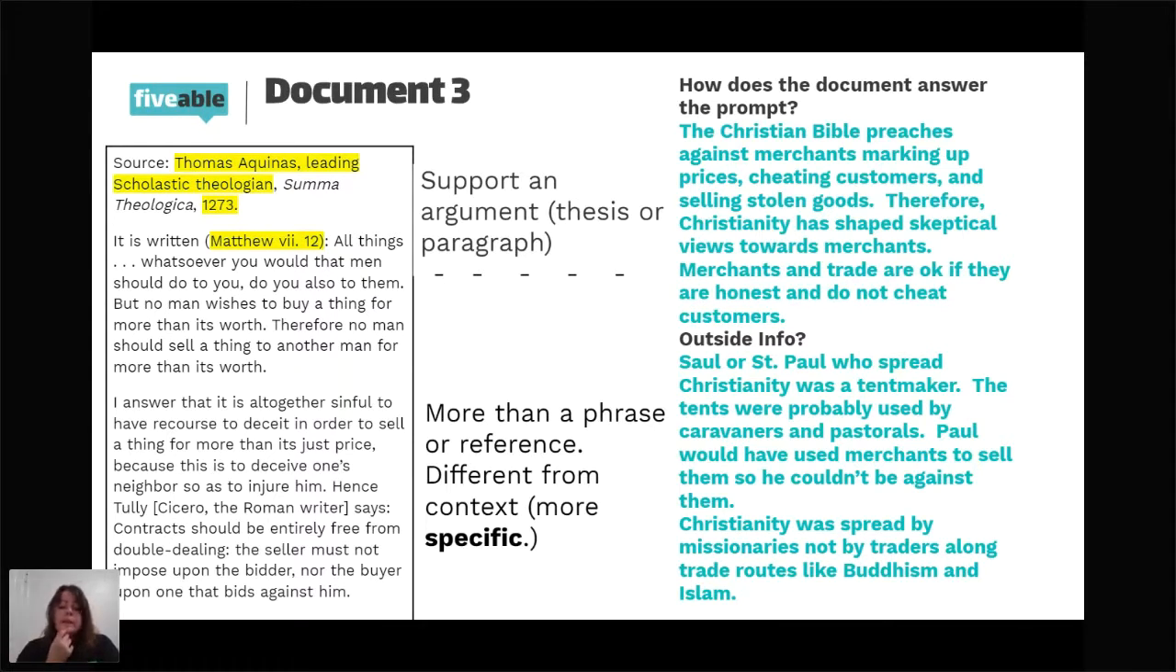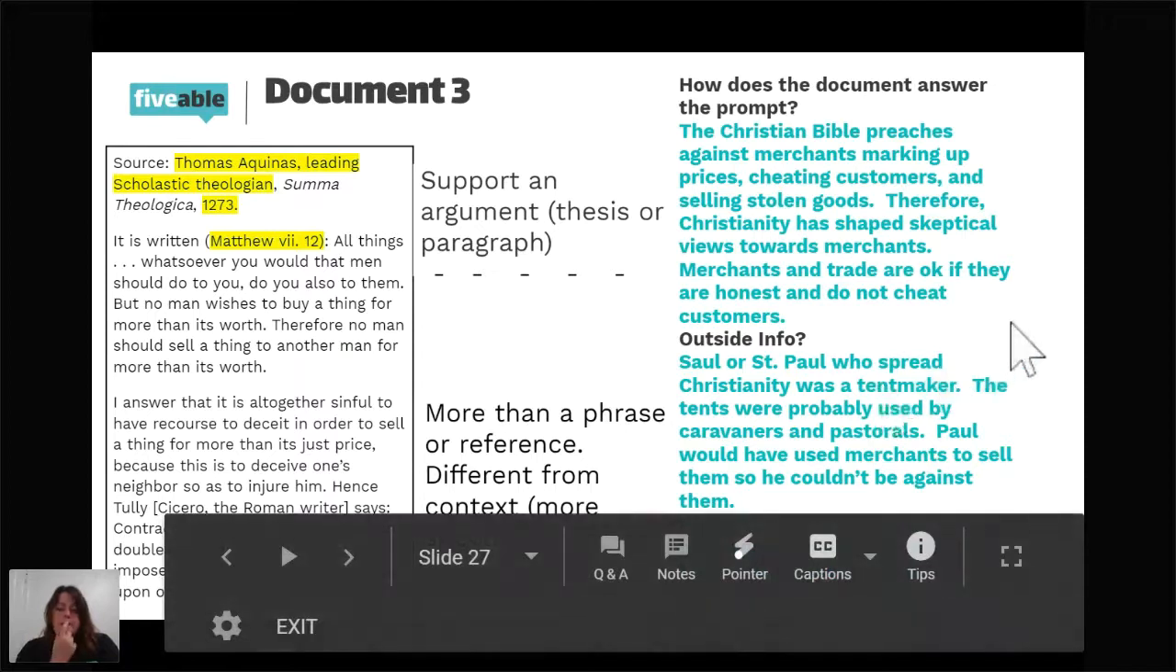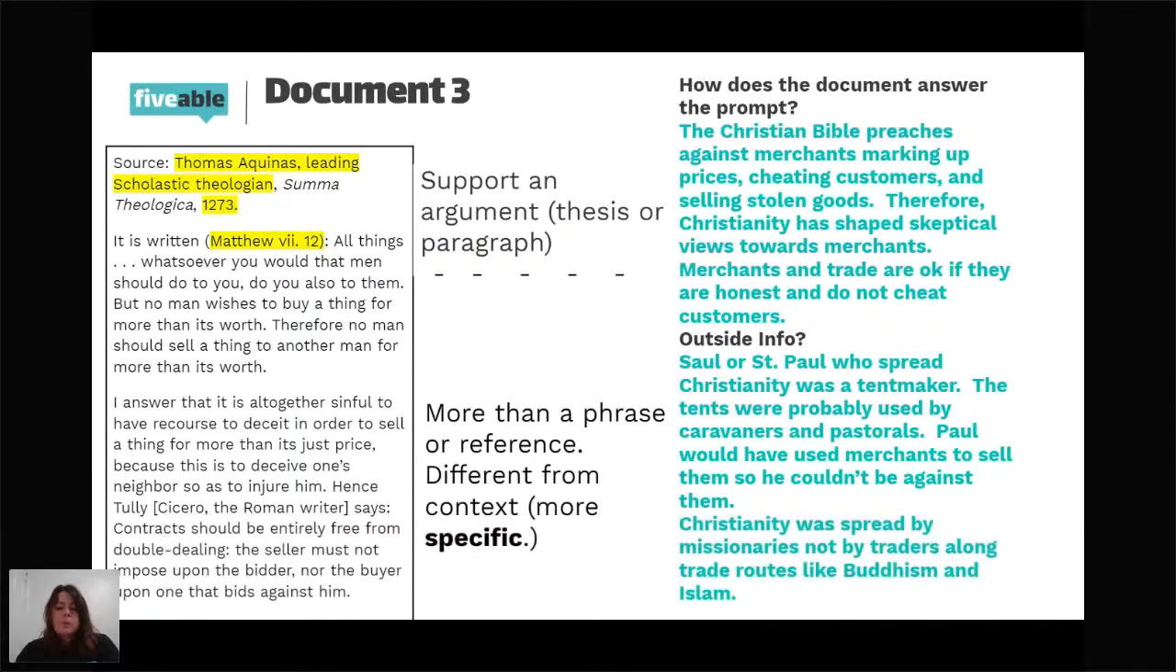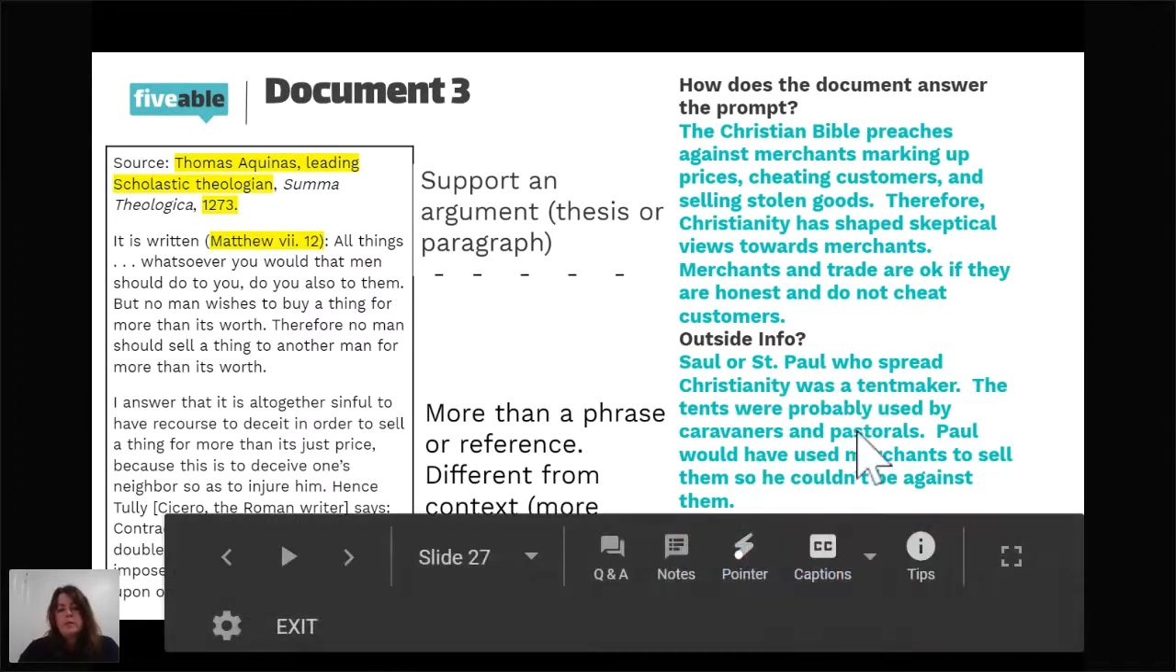Okay, the outside info. So I know Saul or St. Paul spread Christianity, but I had to go Google. I thought he was a merchant and spread Christianity on the trade routes, but I was kind of wrong. He was a tent maker. So if you knew that, you could say the tents were probably used by caravanners and pastoral nomads. So Paul would have used merchants to sell them, so he couldn't be against them. But I think that's a stretch. I don't think most students are going to know that.